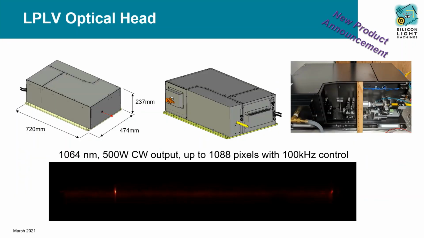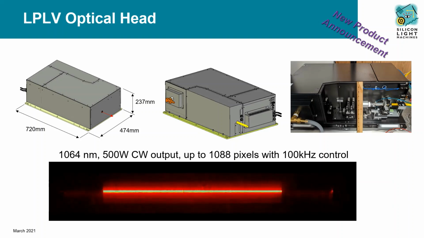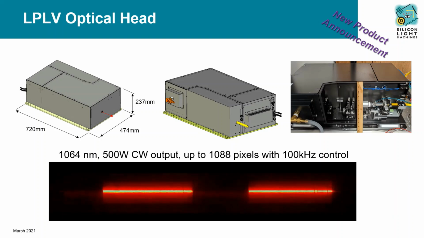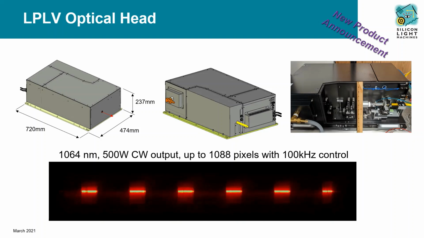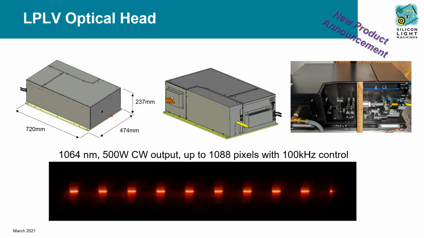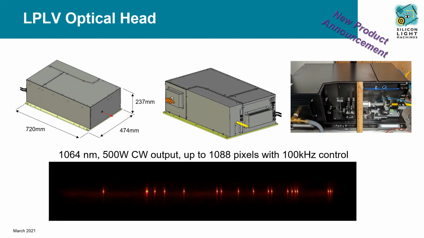Our LPLV optical head is a complete high-power patterning solution in a box. It is capable of 500 watts output at 1064 nanometers with 100 kHz refresh rates. The video at the bottom showcases the patterning possible with this device. Please see our website for information as well as guidance on how to incorporate the optical head into a system.